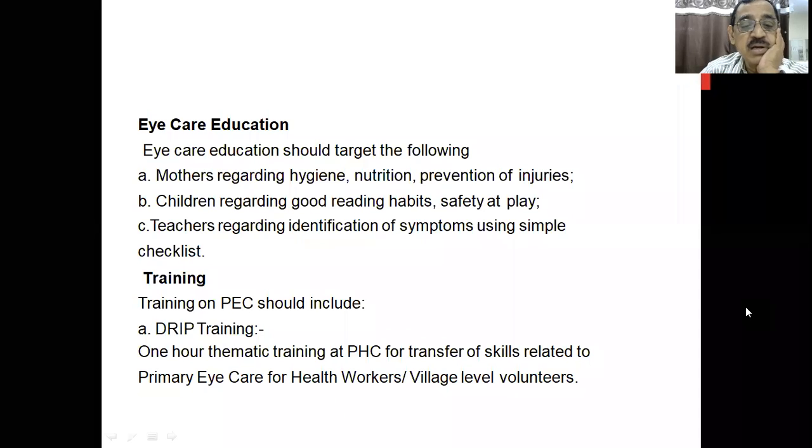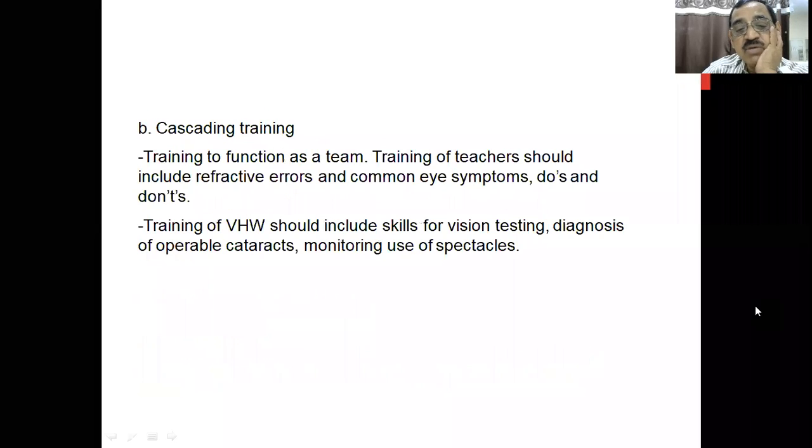Training on primary eye care should include drip training, one hour thematic training at PSC for transfer of skills related to primary eye care for health workers and village level volunteers. So cascading training to function as a team. Training of teachers should include refractive errors and common eye symptoms, do's and don'ts, as I have already mentioned. Training of VHW should include skills for vision testing, diagnosis of operable cases of cataract, and monitoring use of spectacles. All these things will have to be done by village health workers.